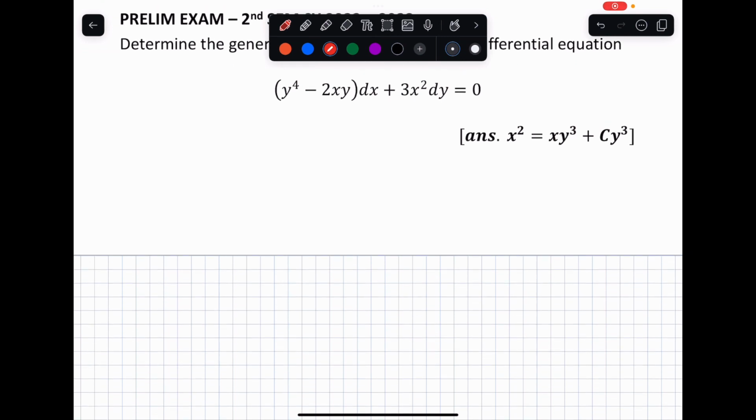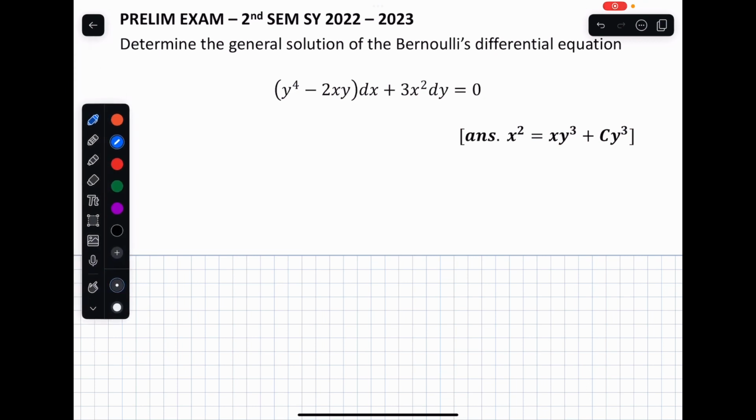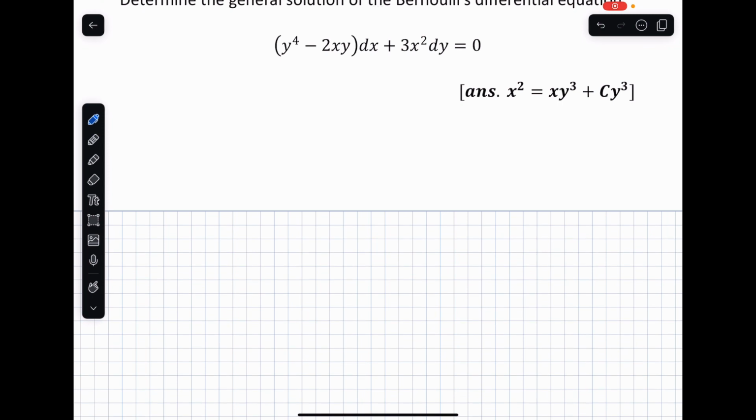So given we have (y to the fourth minus 2xy) dx plus 3x squared dy is equal to 0. To solve this one, I have y to the fourth minus 2xy multiplied with dx, plus 3x squared dy. Since 3x squared dy is a single term, that's the one that will be going to the denominator.